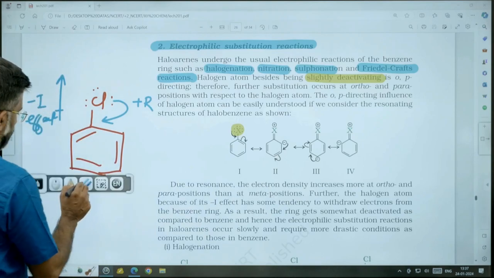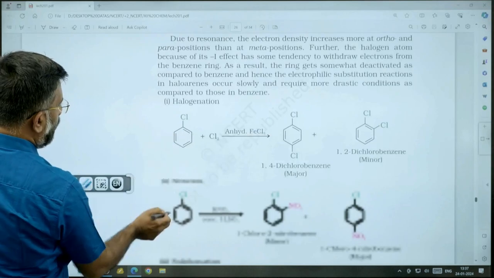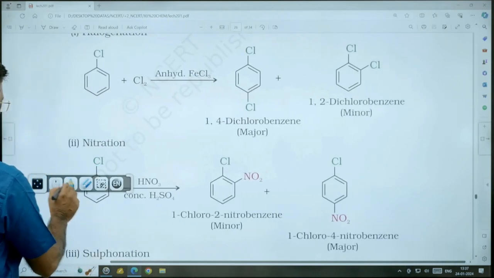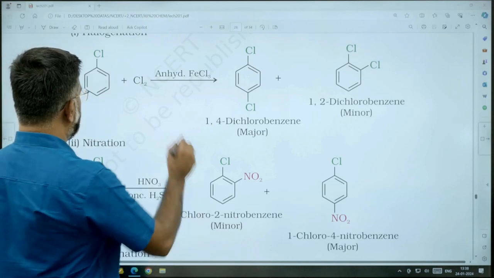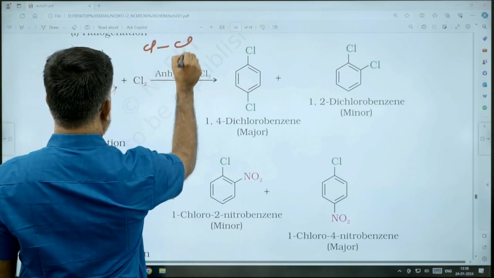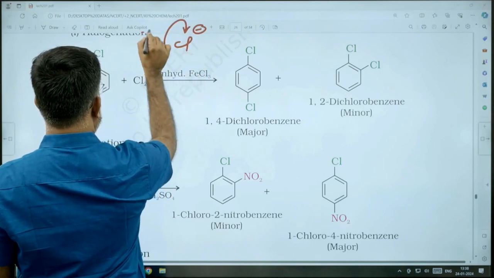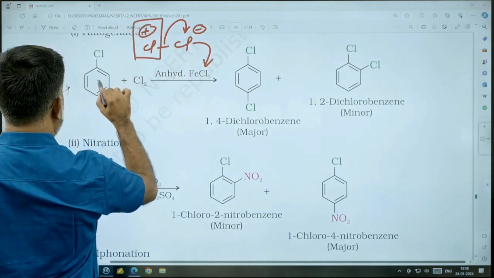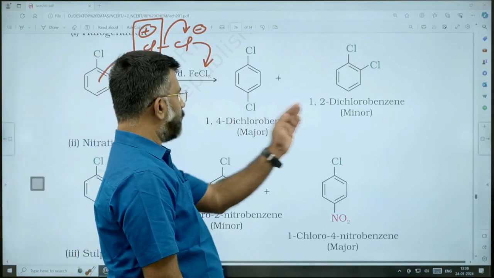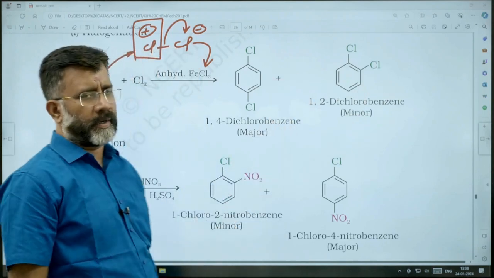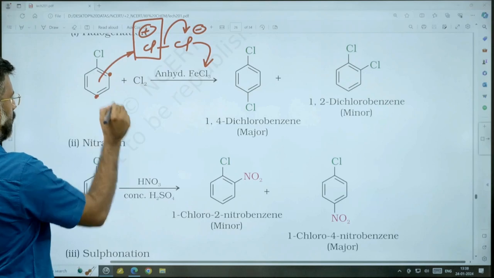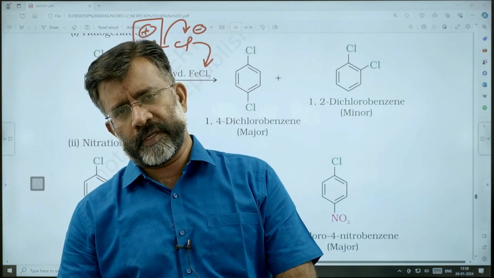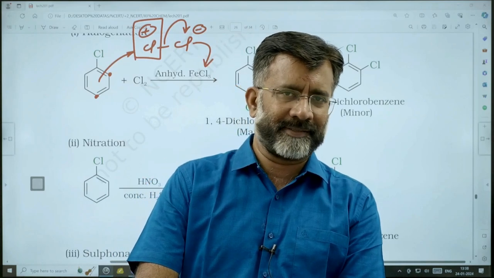In fact, it gives various electrophilic substitution reactions. Number one, halogenation reaction. You see, chlorobenzene is treated with Cl2 and anhydrous FeCl3. Cl2 breaks into Cl minus and Cl plus, and the Cl minus is absorbed by the Lewis acid and we get the electrophile Cl plus, attacked by the benzene ring, and you get dichlorobenzene. The chlorine may come ortho or para. You get 1,2-dichlorobenzene and 1,4-dichlorobenzene, with 1,4 being the major product.